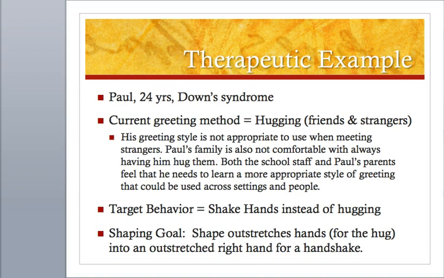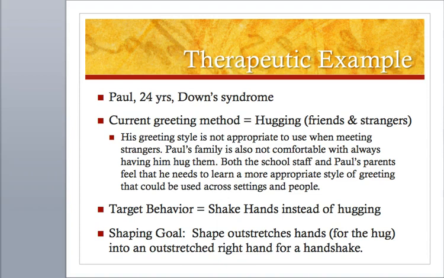And even Paul's family began to feel uncomfortable with the amount of hugging that he was engaging in. So both the school staff and Paul's parents felt that he needed to learn. As he became older, they really felt like he needed more appropriate ways to greet people that could be used across settings and across different people that he perhaps didn't know as well as his immediate family. And so they decided that the target behavior should be handshaking instead of hugging.